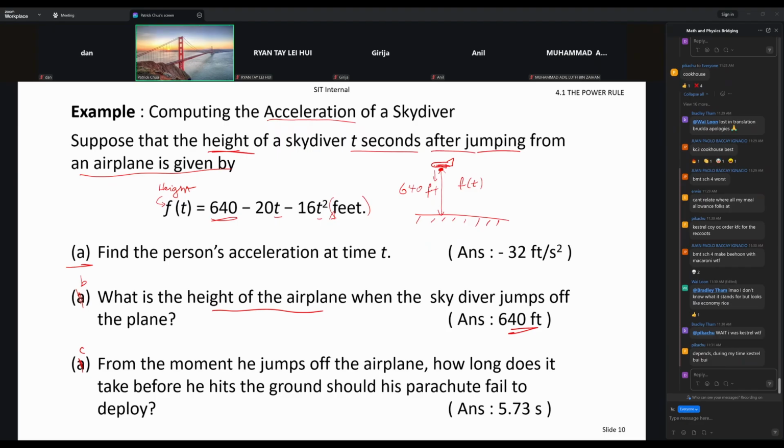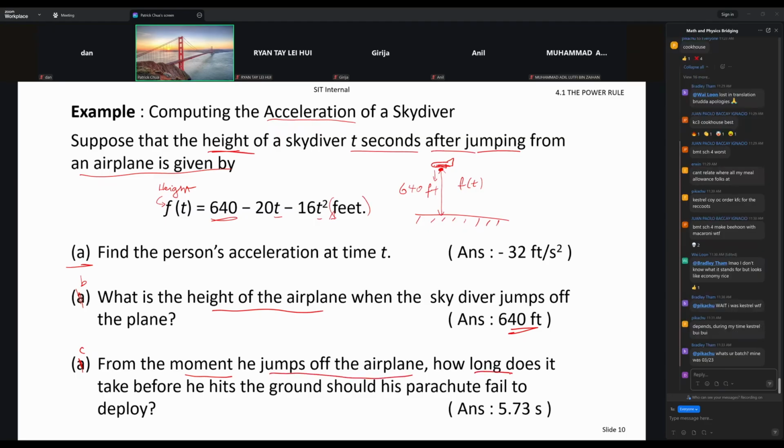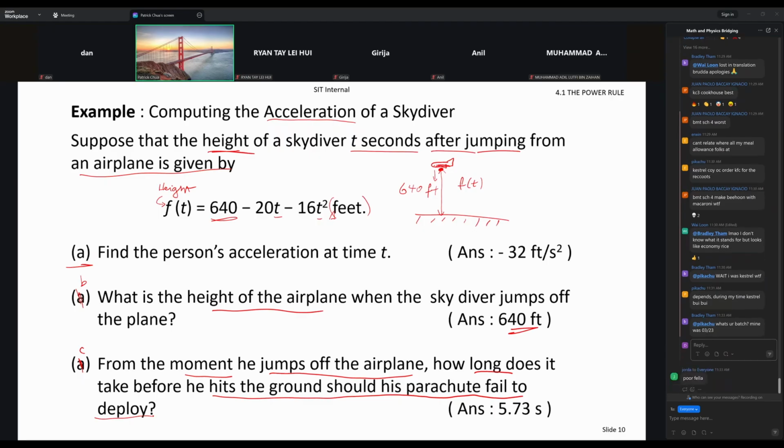C is from the moment he jumps off the airplane, how long does it take before he hits the ground? If his parachute fails to deploy, poor fella, he will die. So if he jumps and his parachute fails to open, how long does it take before he hits the ground? Poor fella. Okay, so B is already done. You put t equals 0 in the equation, you get 640. That's the original height that he jumps from.